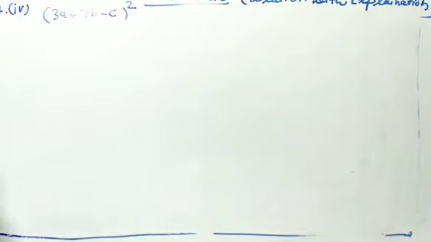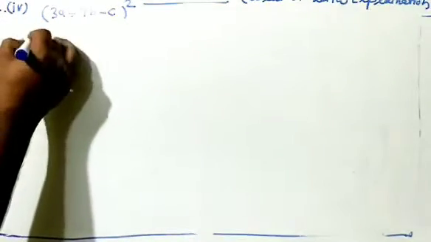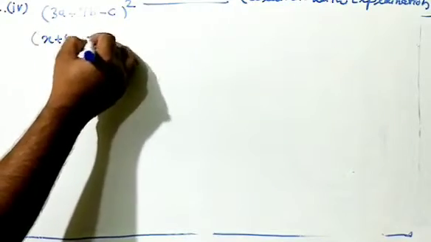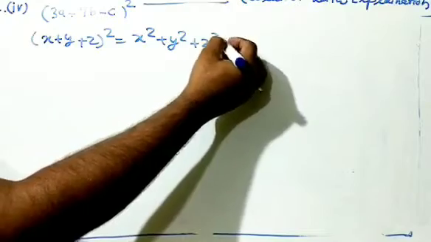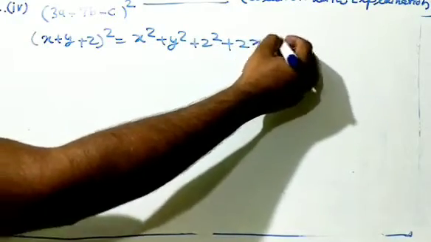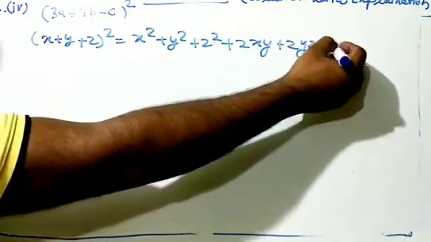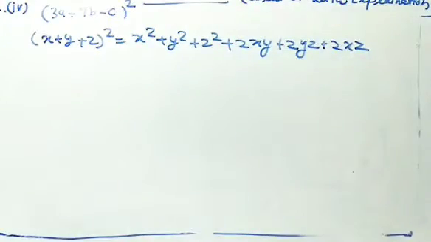Come to the next part of the same question, (3a - 7b - c) whole square. So first of all, I am writing the identity: (x + y + z) whole square = x square + y square + z square + 2xy + 2yz + 2xz. If you want a solution, you must learn these identities.